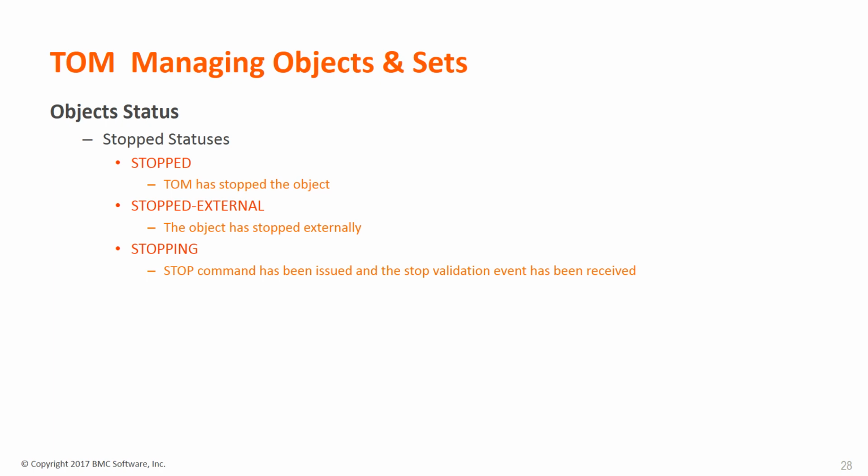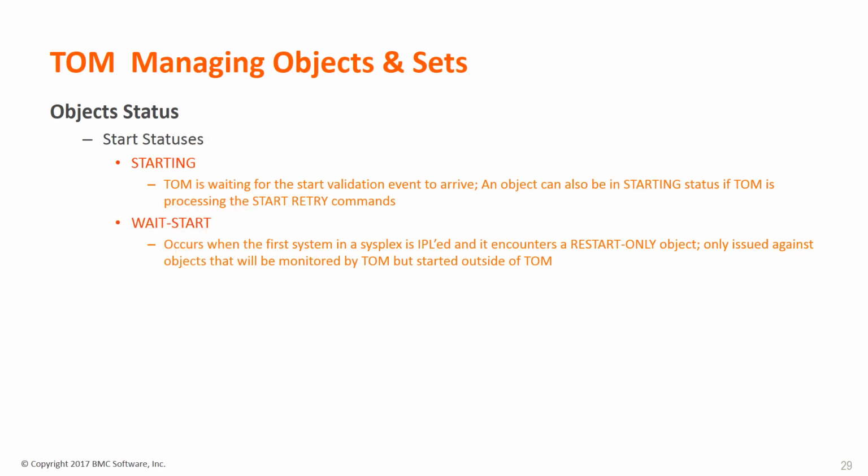The stopped status is fairly straightforward, just means Tom has stopped the object successfully. If you see stopped external, that means that someone outside of Tom stopped the object. And if you see a stopping status, that means Tom is in the process of stopping the actual object. Like stopping, starting indicates that Tom has issued the start command, but he's waiting for the validation event to occur. And then wait start is indicated for restart only objects that are started outside of Tom, but Tom will manage them once they're active. And common started tasks that are managed this way are LLA, DLF, VLF.